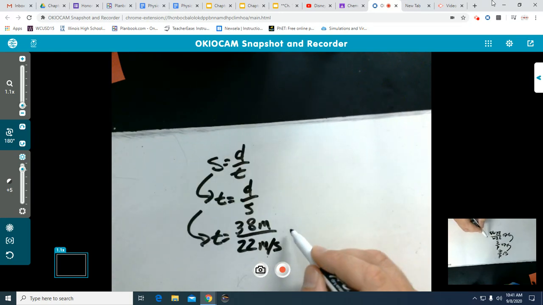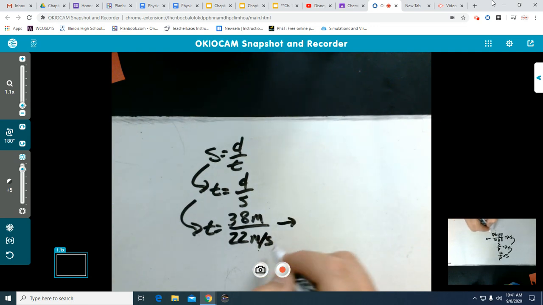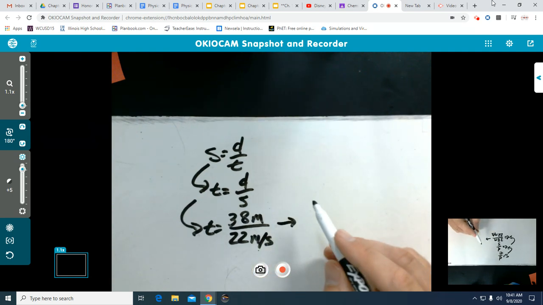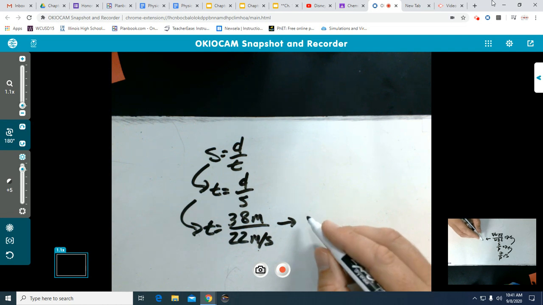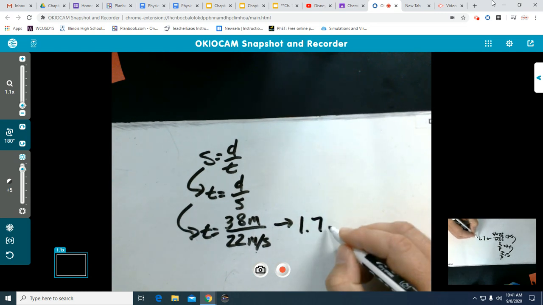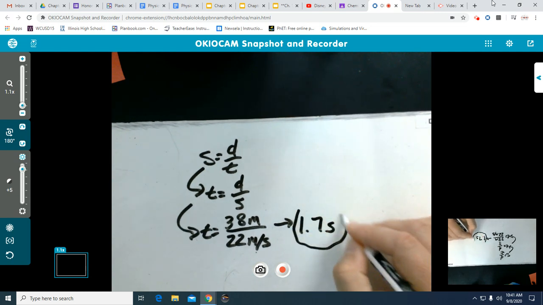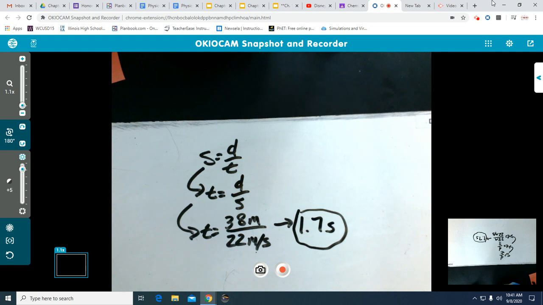And we know, again, I'm not going to show you again about the whole seconds unit moving. So what do we get? How long does it take for this particular ball to travel? Anybody? 1.7 seconds. Very good. Questions on speed?